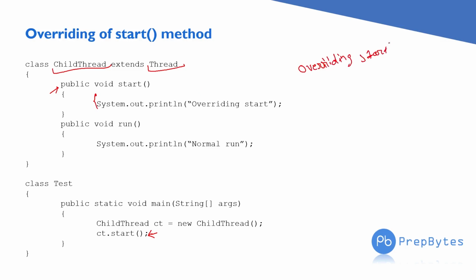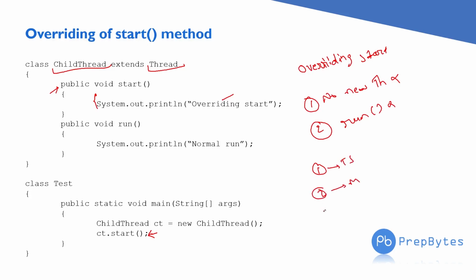So what will be the difference? The first point is that no new thread will be created. The second point is that the run method will not be invoked, because our overridden start method's job is just to print "overriding start". It will not schedule a new thread on the thread scheduler, it will not perform any other mandatory activities, and it will not invoke the run method.